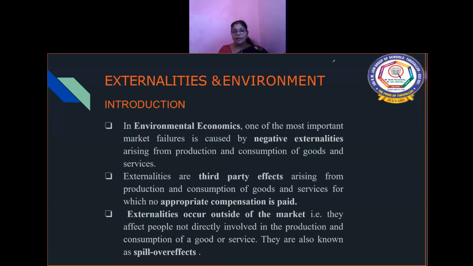Now, externalities and environment. In environmental economics, one of the most important market failures is caused by negative externalities, which arise from production and consumption of goods and services. These externalities are third party effects arising from production and consumption of goods and services for which no appropriate compensation is paid. Externalities occur outside of the market. That is, they affect people not directly involved in the production and consumption of a good or service. They are also known as spillover effects.